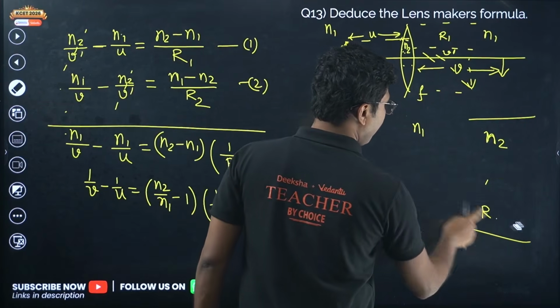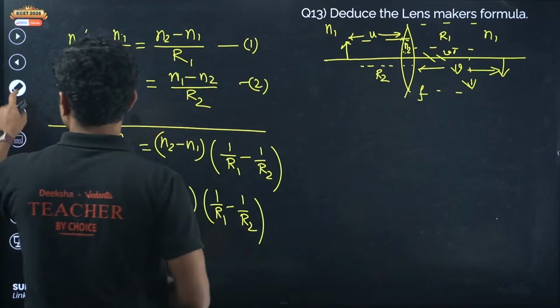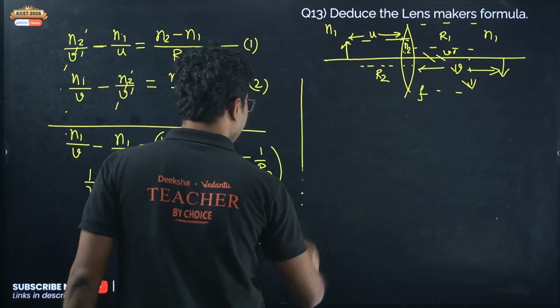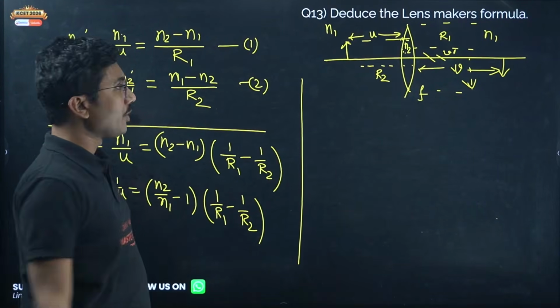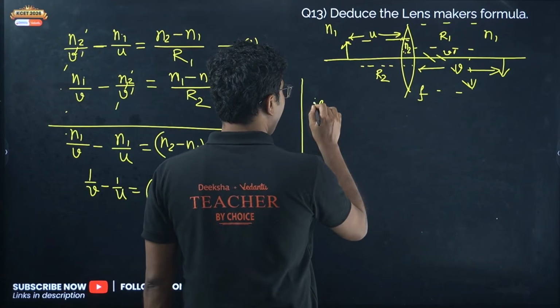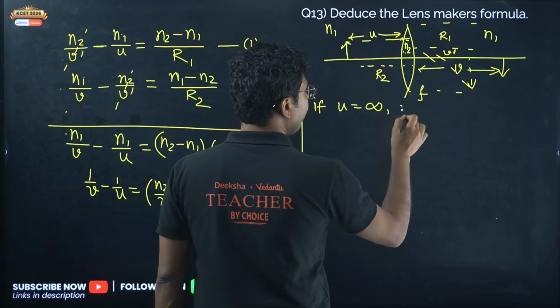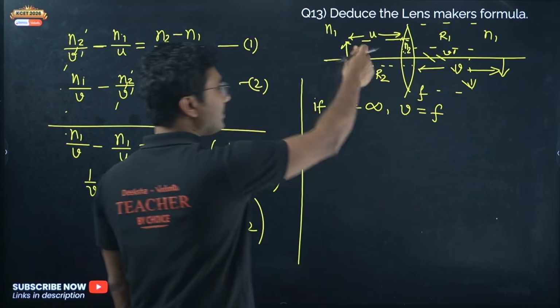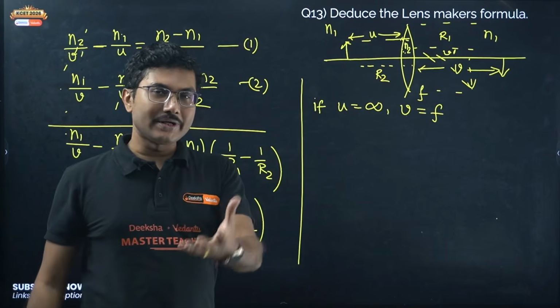Now next what? This is not done yet, we have to find the focal length. Do not put this as 1 by f. You have to write, if u equals infinity, then v equals f. So if the object is at infinity, the final image forms at f. That is the definition of focal length, right?